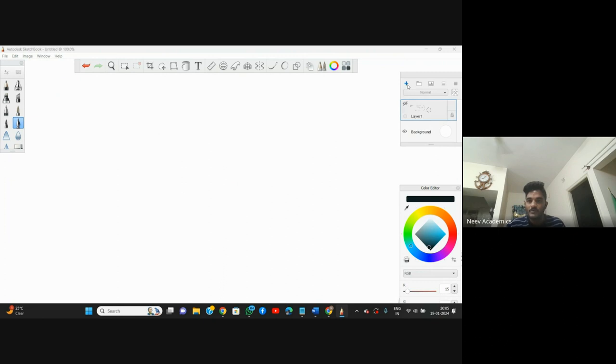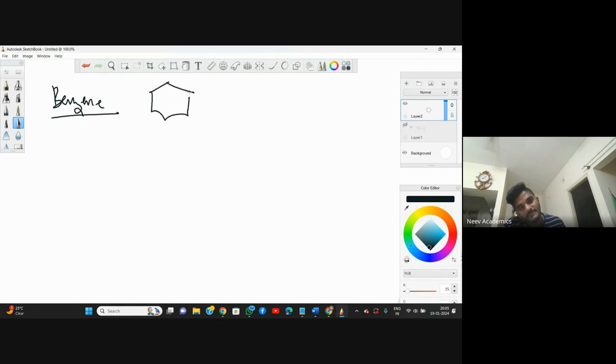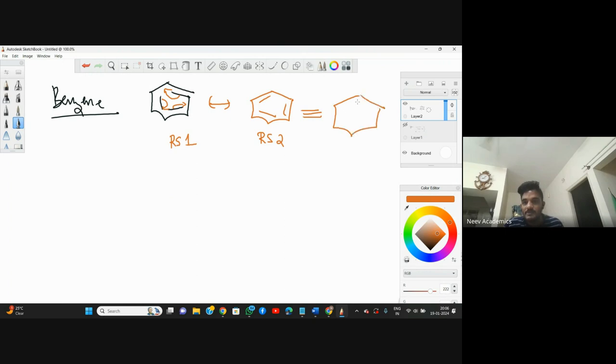Let's start with the first topic, benzene. As you know, this is benzene. You can draw resonance here. Resonance is the delocalization of electrons, which is why we get two resonating structures: here double bond, here double bond, here double bond. This is resonating structure one, and this is resonating structure two. The resonance hybrid just represents the pi electrons as a dot or circle, which is why we draw benzene like this. The circle is not oxygen inside the ring; it just represents the delocalization of pi electrons.